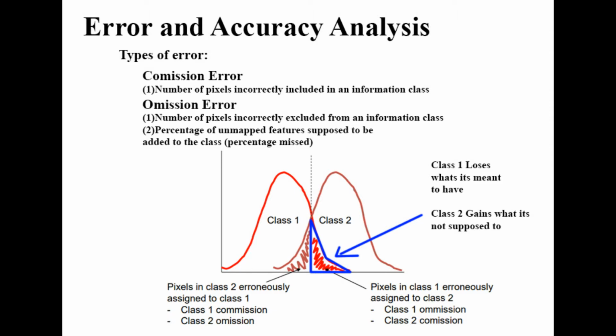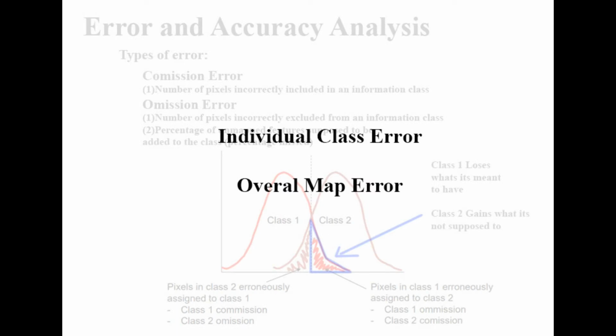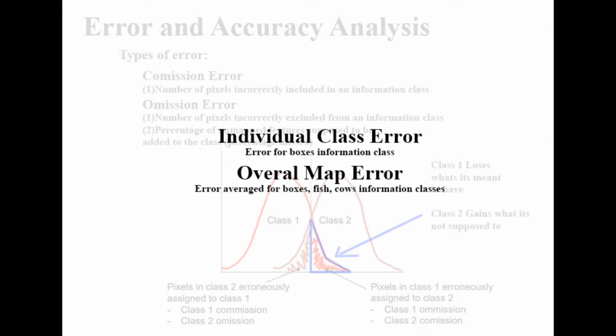And then there are the second 2 types of errors. These are the individual class error and the overall map error. So the individual class error, making sure that I got it right here: individual class error is the error levels reported for an individual information class. So what does that mean?